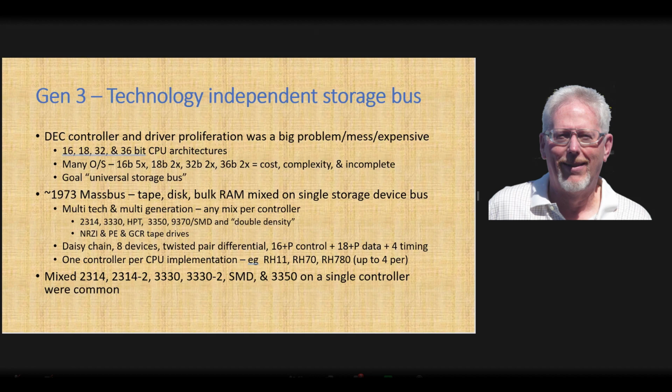something called the mass bus, based out of necessity, a huge matrix of complexity of operating systems and CPU architectures. Gordon Bell, who was the VP of engineering, decided that we needed something to solve that problem. And the mass bus was invented, which allowed tape, disk, and bulk RAM on a single storage bus. The bus enabled any mix per controller, multiple generations of technology, multiple generations of disk drives, all the large format, spinning, removable and fixed and Winchester drives.